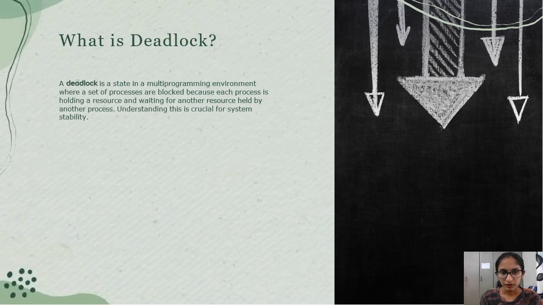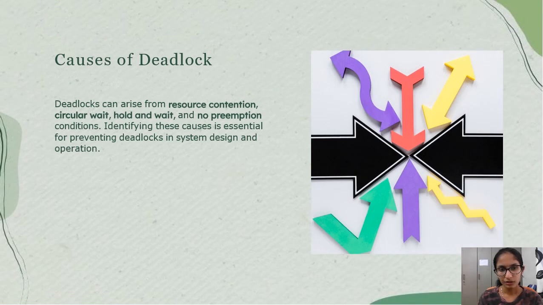In a multi-programming environment, a deadlock can also be described as a situation where a set of processes are blocked because each process is holding a resource and waiting for another resource held by another process. Understanding this is crucial for system stability, as we will see ahead. Let us see some of the causes of deadlock, which can arise from circular wait, hold and wait, resource contention, and no preemption conditions. Identifying these causes is essential for preventing deadlocks in system design and operation.